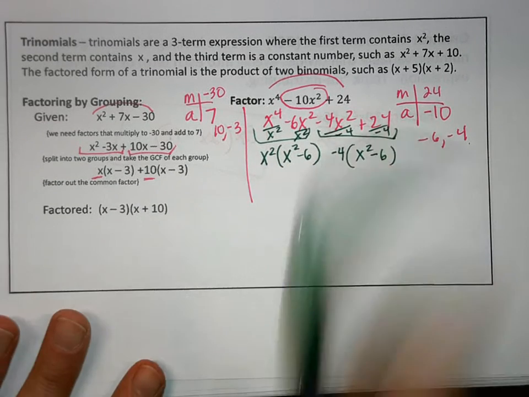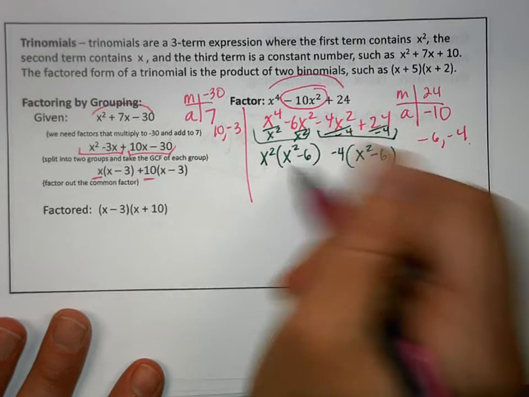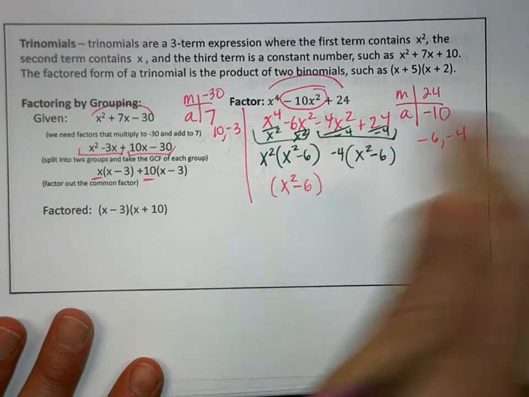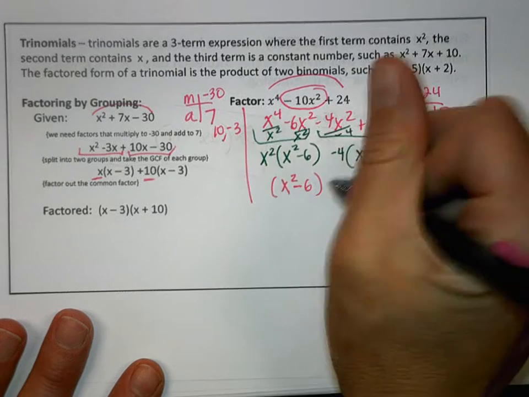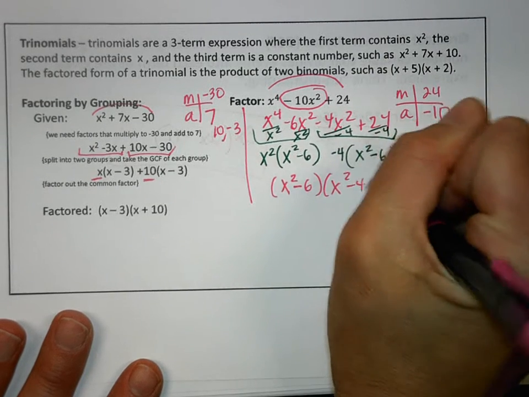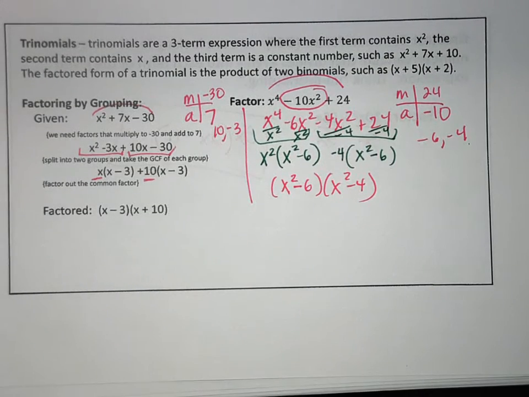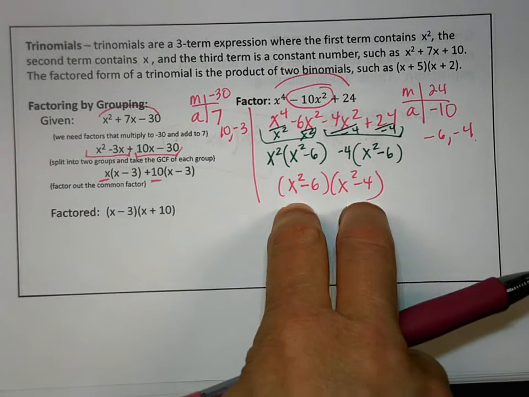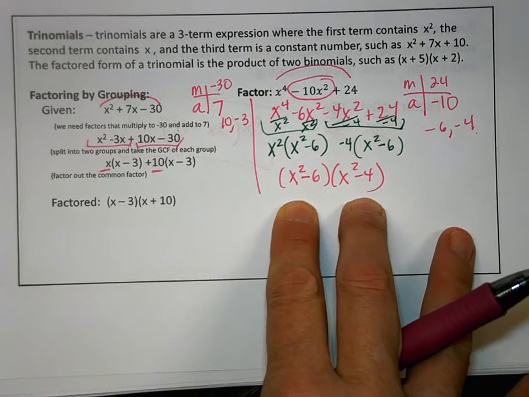Okay? And so now our GCF is x squared minus 6, so we factor out x squared minus 6, and we're left with x squared minus 4. Okay, the short way would also work on this one because there wasn't a coefficient in front. Now, you need to check if you can factor further. Can I factor either one of these further?